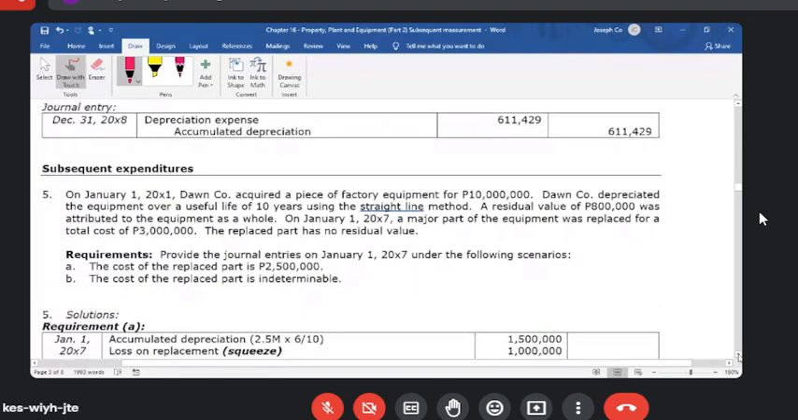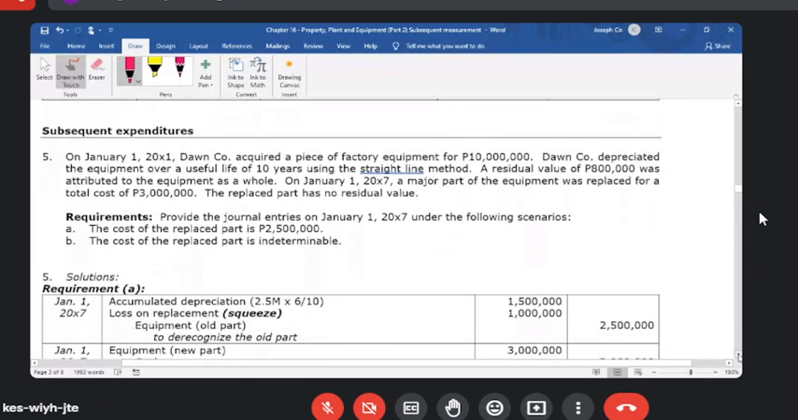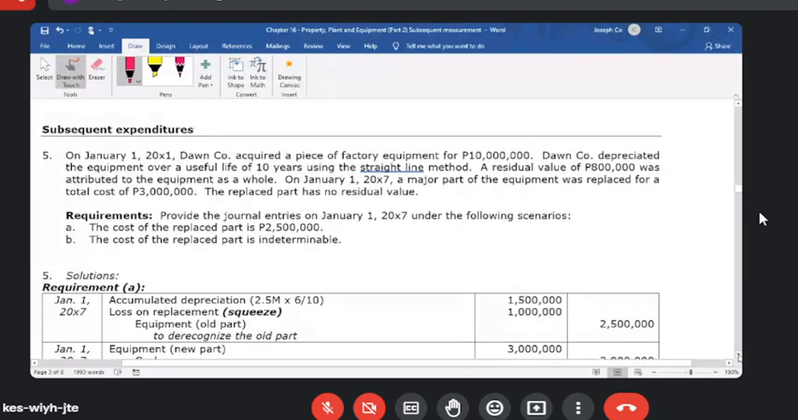For subsequent expenditures, we capitalize subsequent expenditures when the capital expenditure criteria are met. On the other hand, if the criteria are not met, we charge it outright as expense.